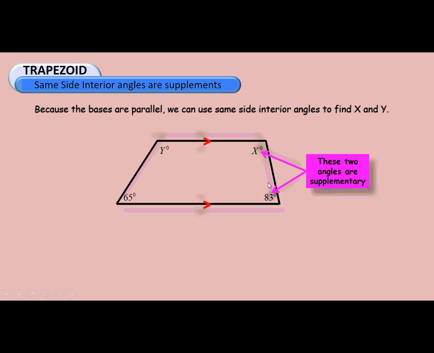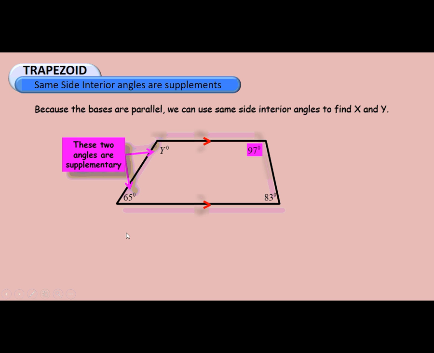So this 83 here and this angle up here are going to have to add to 180. So to find X, we just do 180 minus 83, and we're going to get 97 degrees. We do the same thing on the left. Now the angles on the other side, connecting the two parallel lines, these two angles also have to be supplementary. They have to add to 180, but they don't have to be the same measures as the ones on the right. These are going to be different measures. So these two angles also add to 180. So to find Y, we just do 180 minus 65, and we'll get 115.